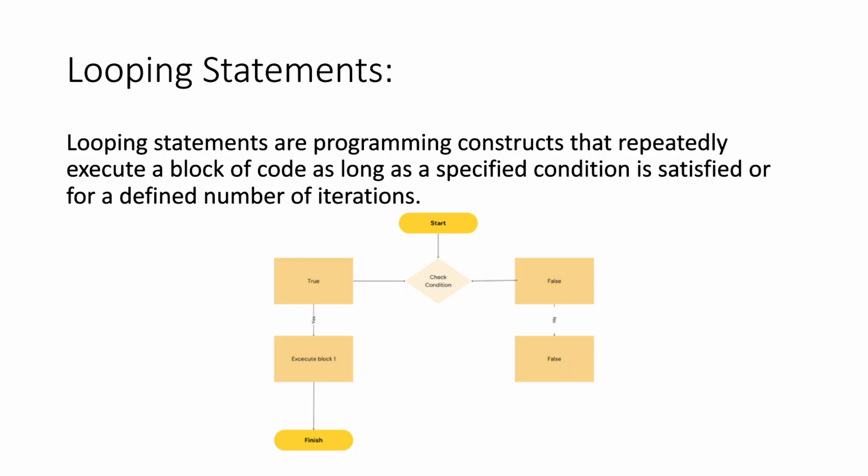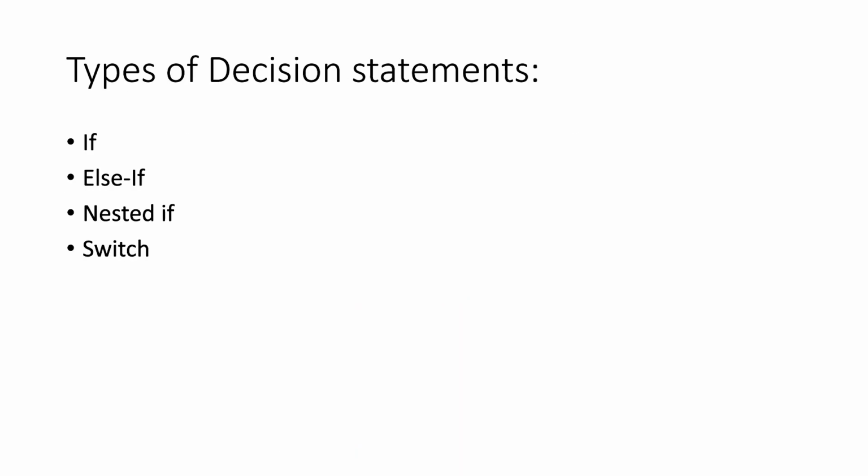Now let's have a look at the types of decision statements. There are four types. The first one is the if, the second is the else if, the third is the nested if, and the fourth is the switch statement. Okay, so stay with me now. We're going to go through all of these one by one.